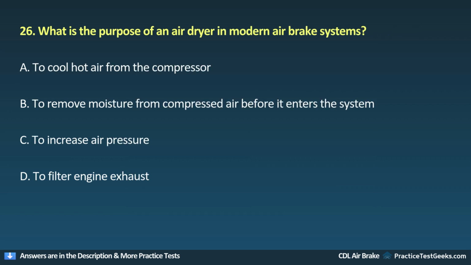26. What is the purpose of an air dryer in modern air brake systems? A. To cool hot air from the compressor. B. To remove moisture from compressed air before it enters the system. C. To increase air pressure. D. To filter engine exhaust.